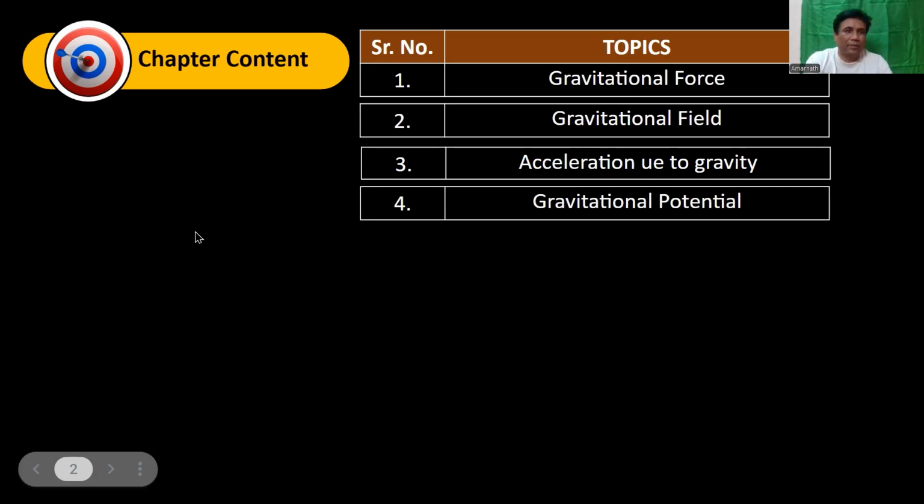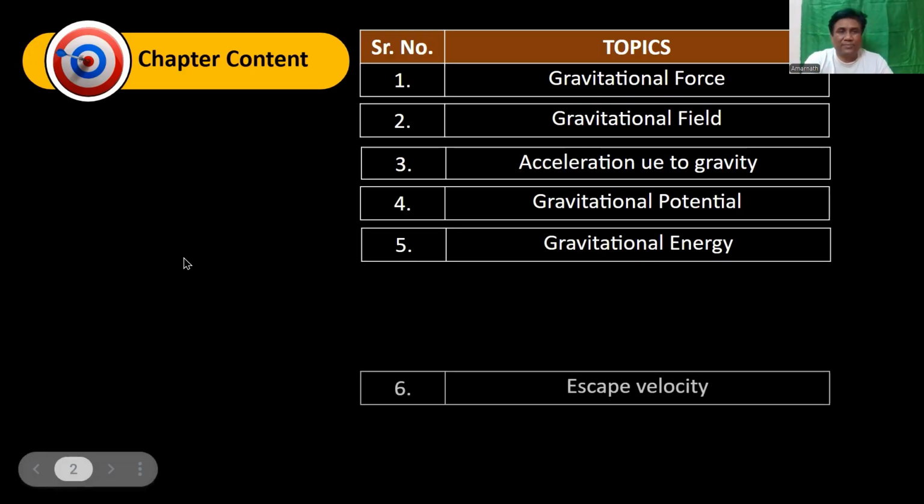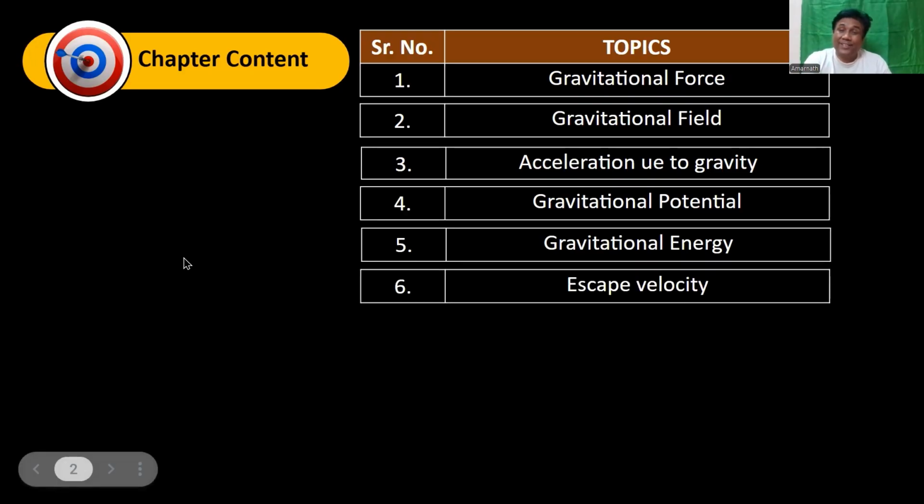This part will be a little bit new for you, but no need to worry. We will discuss all these things. Then gravitational energy. What will be the energy between two planets? What will be the energy of a particle above the surface of Earth? Then we will discuss escape velocity. At what speed should I throw a particle from the surface of Earth so that it goes out into space?